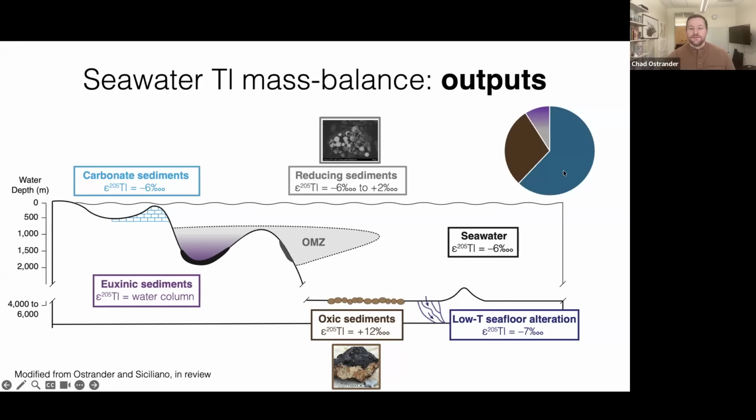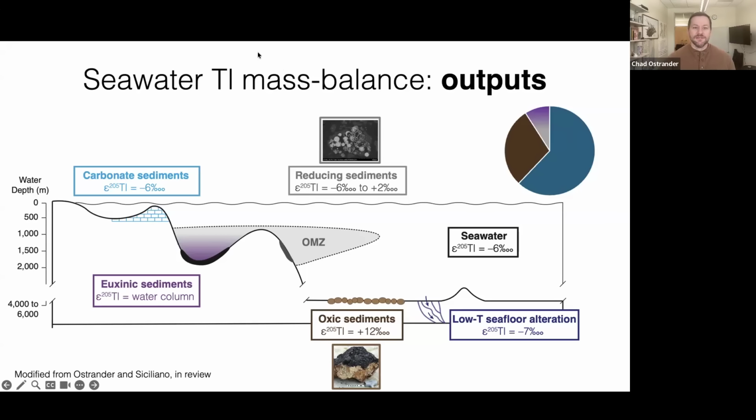The most important thallium output from the ocean today is low temperature seafloor alteration. So off-axis hydrothermal systems that are circulating cold seawater do have a preference for the lighter mass thallium isotope. On average, this fractionation, however, in a global net sense is pretty small. It's about a -1 per myriad fractionation effect.